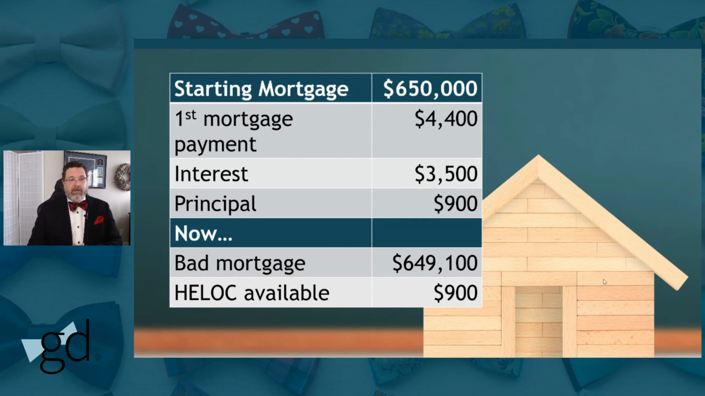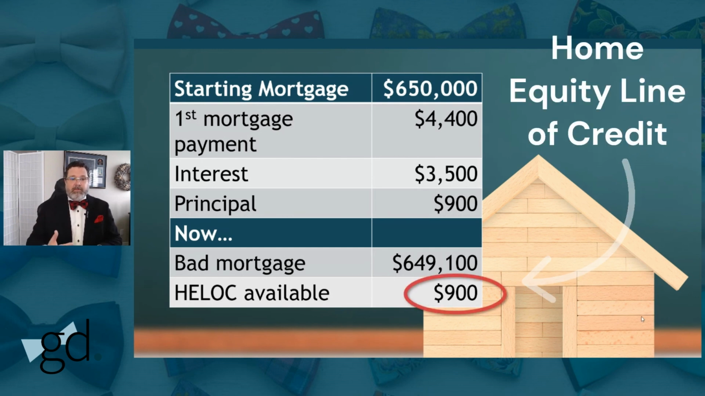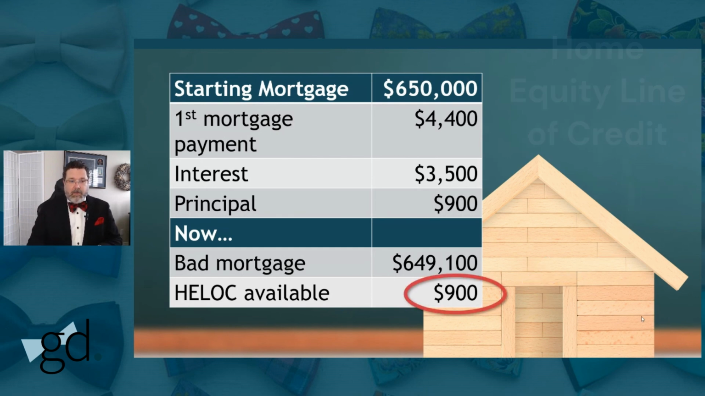That first payment in this example is going to be $4,400. So common to most mortgage payments, there's an interest and a principal component. The beauty of this part is this debt is really going to be, if you will, two debts, the good debt and the bad debt. So as we pay the principal on the bad debt down, we have principal available on the good debt. In this example, $900 after that first mortgage payment is freed up on the HELOC that's now available.